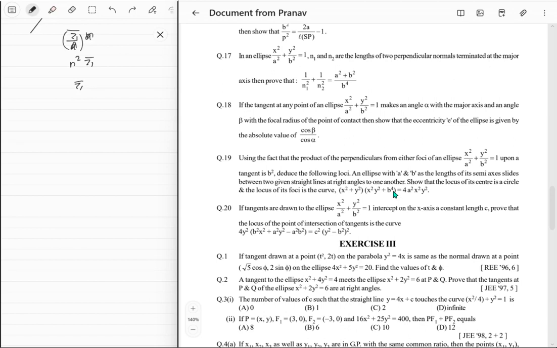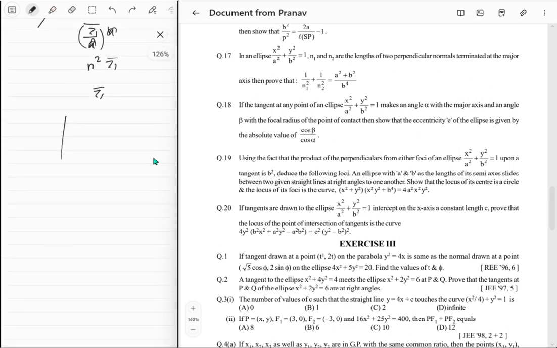So we have to use the fact that the product of the perpendiculars is supposed to be b squared. Let's try to do it. So the center might be somewhere over here. We know r is supposed to be the square root of a squared plus b squared, right? If this angle is theta, you've got the center somewhere over there. We don't know where the foci actually are. It might be like this, or I don't know.